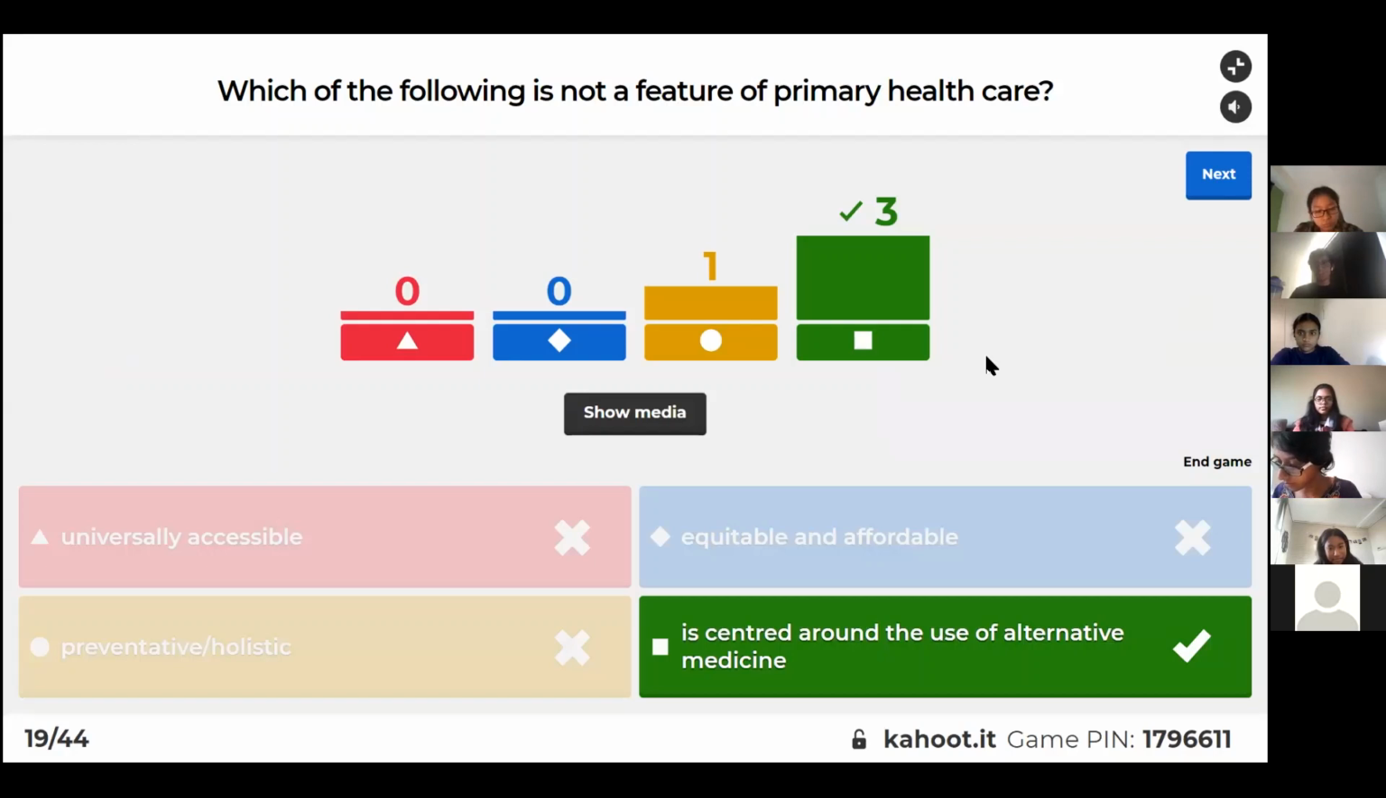All right, so good to see that most people got this correct. So the main thing to note here is that one of the features of primary healthcare is that it's centered around evidence-based medicine. So it's not really centered around the use of alternative medicine, although alternative medicine can play a role, or a supplementary role. It's more centered around evidence-based medicine.